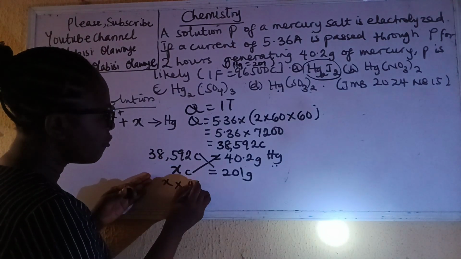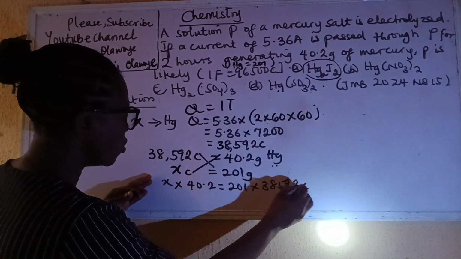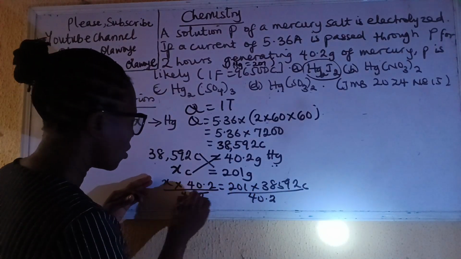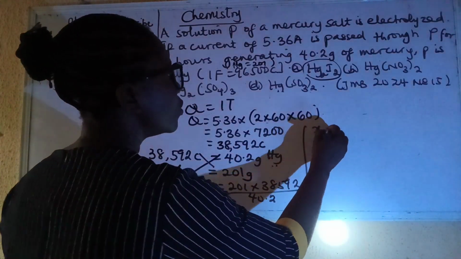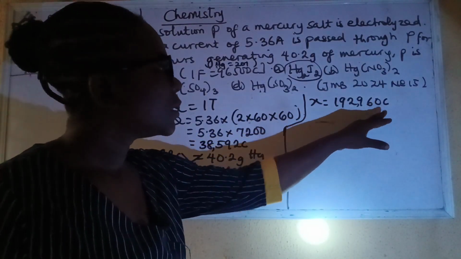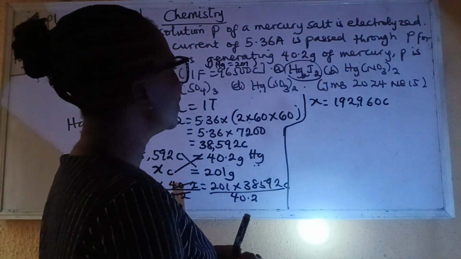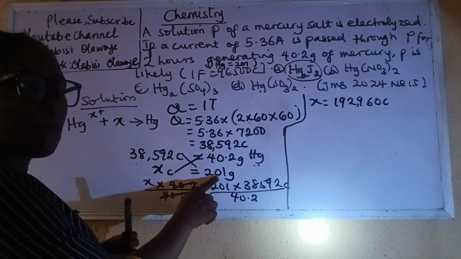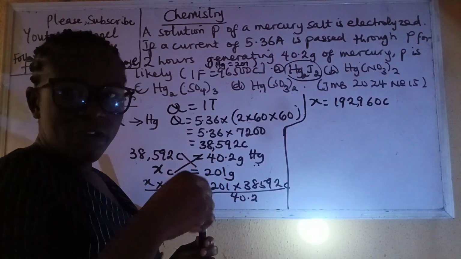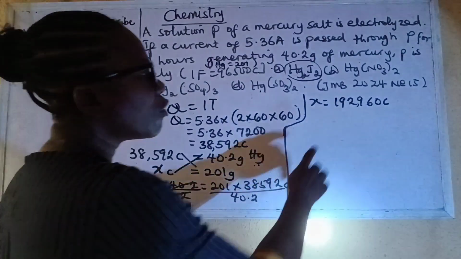So X multiplied by 40.2 equals 201 multiplied by 38,592 coulombs. Dividing both sides by 40.2, X gives us 192,960 coulombs by calculating this. So this is the quantity of electricity that will liberate 1 mole of mercury, which is its atomic mass, that is 201 gram. So we need to know the number of electrons, which also determines the charges that mercury carries, from this quantity of electricity.